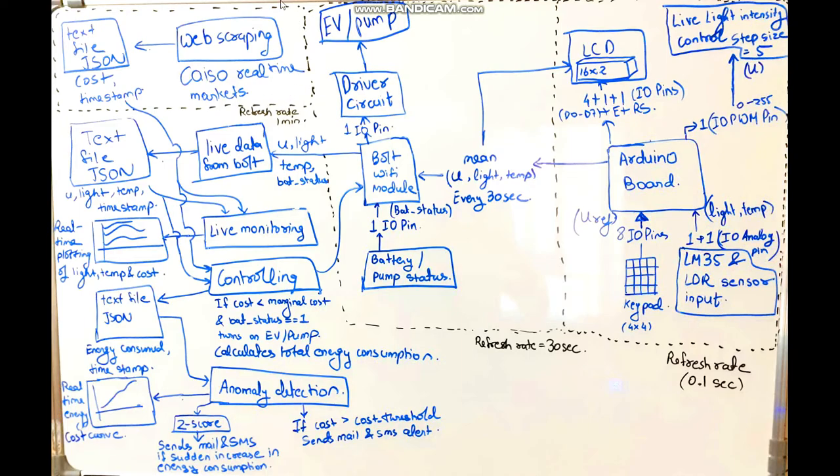So this web scraping algorithm I have written goes to the site, downloads the page, copies the cost of the real-time market, and then saves it into a text file in JSON format. It contains the cost and the timestamp, which is the date and time at which the cost is recorded.